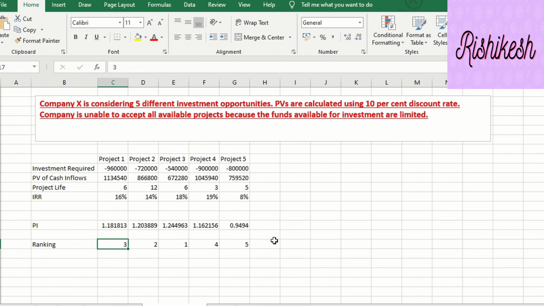Profitability index is the present value of all the cash inflows that will come in the subsequent years divided by the investment required, that is in the beginning itself. On the basis of that, we can rank different investment opportunities or projects, and we can decide the projects on the basis of the complete investment that we want to make. So this clarifies the concept of profitability index.